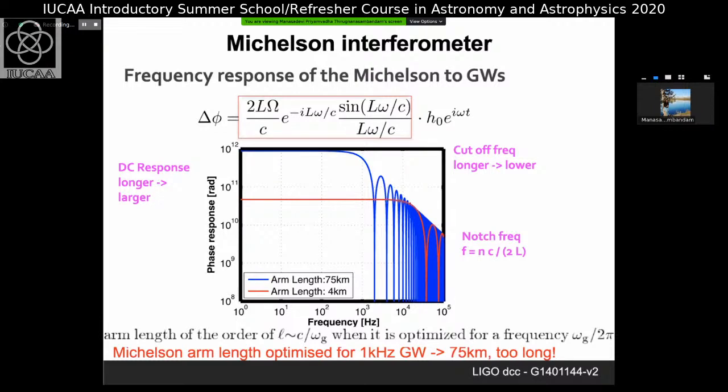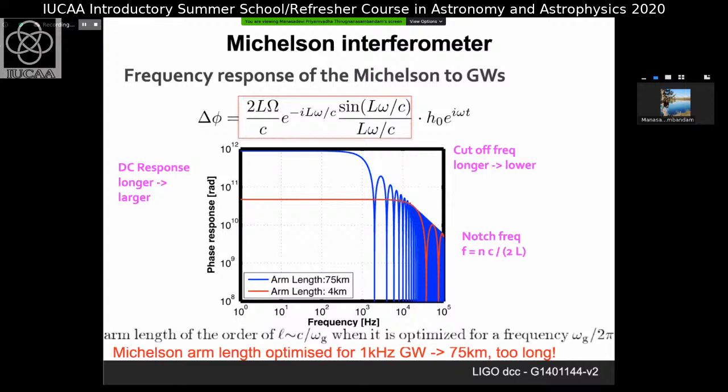So as they get integrated, they eventually cancel out. So you can actually maximize or optimize the length of the interferometer for a given frequency of the gravitational wave. And if you consider a 1 kilohertz gravitational wave, this optimal arm length of the interferometer will work down to 75 kilometers.